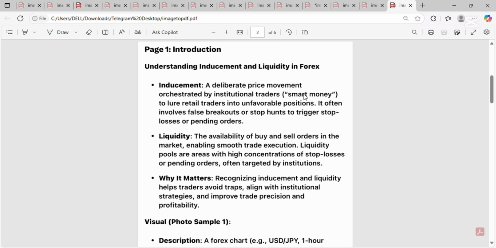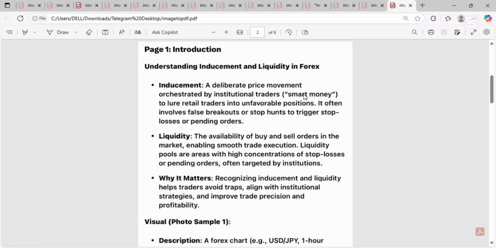Inducement is a deliberate price movement orchestrated by institutional traders, which are the smart money, to lure retail traders into unfavorable positions. It often involves false breakouts or stop hunts to trigger stop losses or pending orders. Mind you, that is inducement. Inducement and liquidity are somewhat synonymous, so you have to differentiate them.